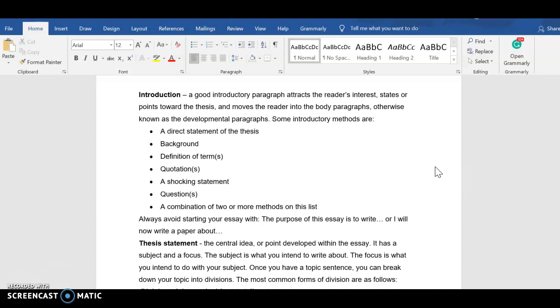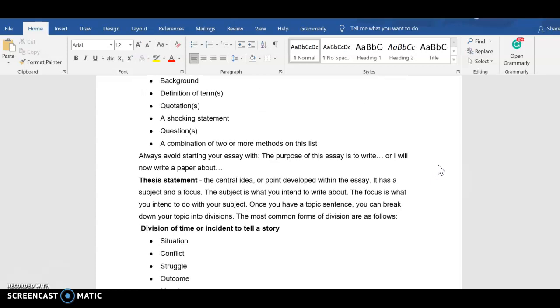For the thesis statement, that is the central idea or the point developed within the essay. It has a subject and a focus. The subject is what you intend to write about, and the focus is what you intend to do with your subject. Once you have a topic sentence, you can break it down into what we call the divisions. The most common forms of divisions are as follows.